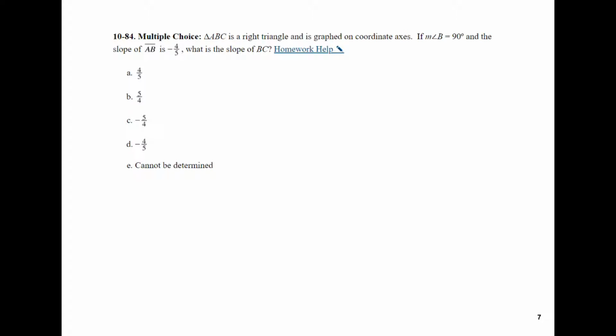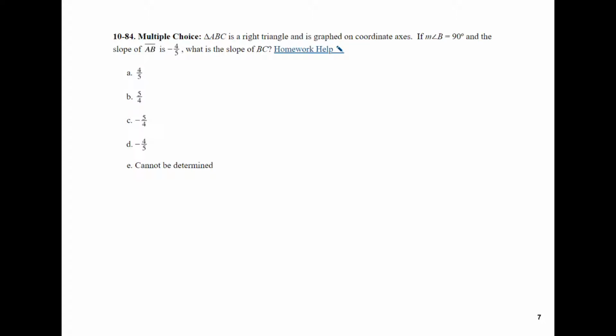10-84 is a multiple choice question. Triangle ABC is a right triangle and is graphed on the coordinate axis. The measure of angle B is 90 degrees and the slope of AB is negative 4/5. What is the slope of BC?